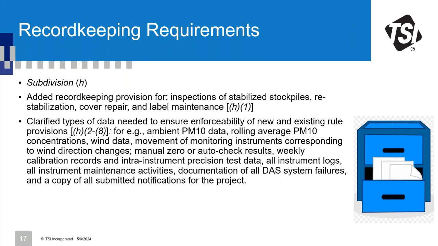Those relate more to the stockpiles, any repairs that need to be done, or maintenance of your labels. They also clarified the types of data needed to ensure enforceability of new and existing rule provisions. They added the PM10 data, the rolling average, and the wind data as well. Within the rule and the new amendments, they were clarified and made a little bit easier to understand.